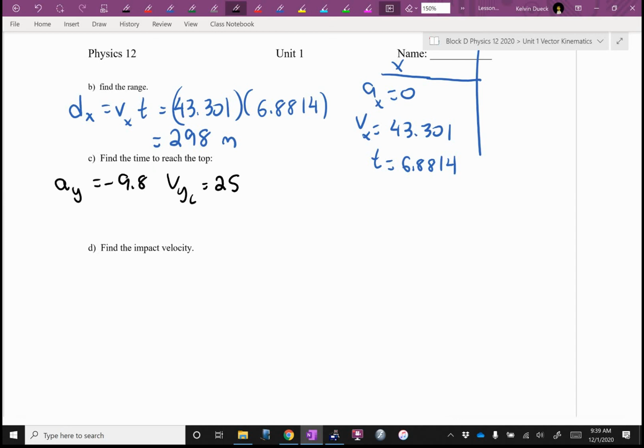Carter. At the top. That's why I'm kind of glad you asked me that question at the beginning of class. Yeah, I know that VY final at the top is 0. In fact, at the top, for a split second, I can tell you exactly how fast it's going. It's traveling sideways at 43.301 meters per second for a split second there. Is that enough to find T?